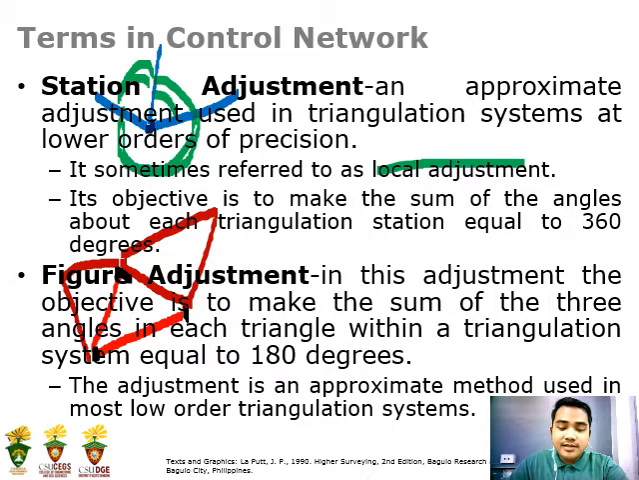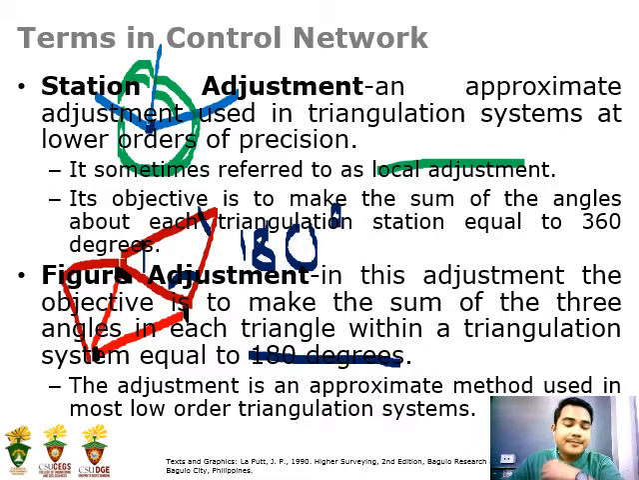The meaning of figure adjustment, class, is that the sum of the angles within a triangle in the triangulation system must be equal to 180 degrees. Since the sum of the interior angles of a triangle is 180 degrees, these angles must be equal to 180 degrees. It is not 360, sir, since that would be for a quadrilateral. From the word itself, triangulation, the triangle is what we consider.